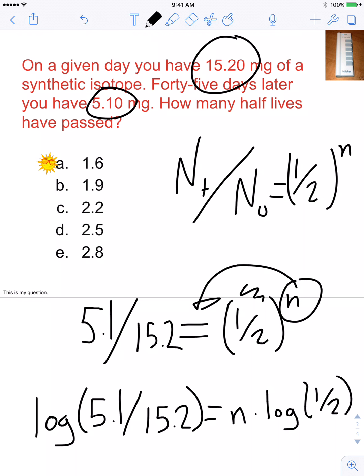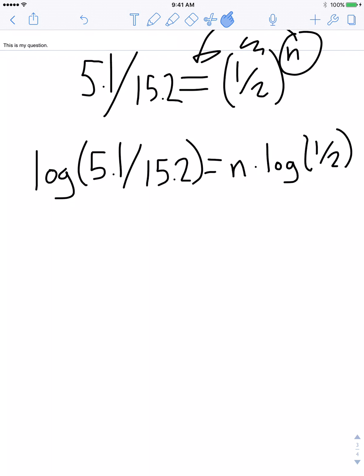And then we just kind of plug and chug, as we call it. Just pull up my calculator. So the log of 5.1 over 15.2 gives us a negative number, which is alright, because when we do the log of the other side, it'll also give us a negative. And I'm just going to round pretty significantly, but you'll get close enough of a number for it to be accurate.